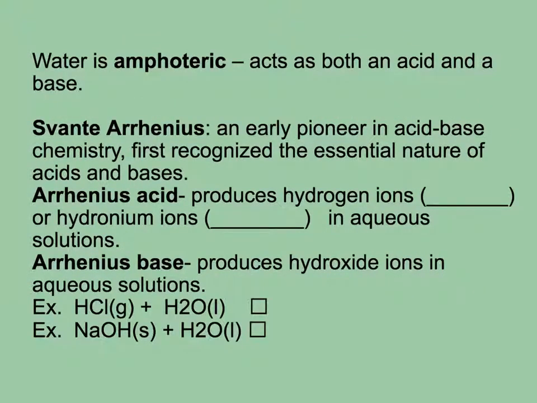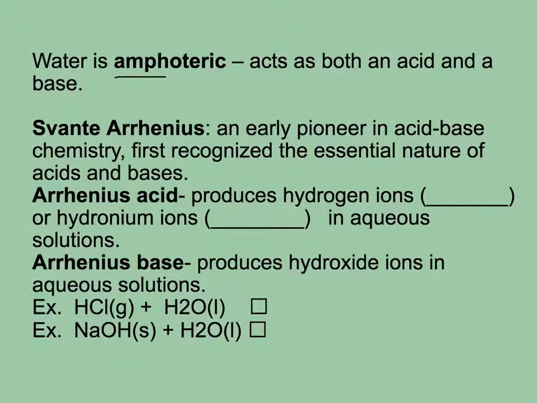So we said that acids have a low pH, bases have a high pH, and neutral would be a pH of 7. And so we consider water to be amphoteric. Amph means both, like amphibian. And so water can both act as an acid and a base. So what exactly is an acid and a base?